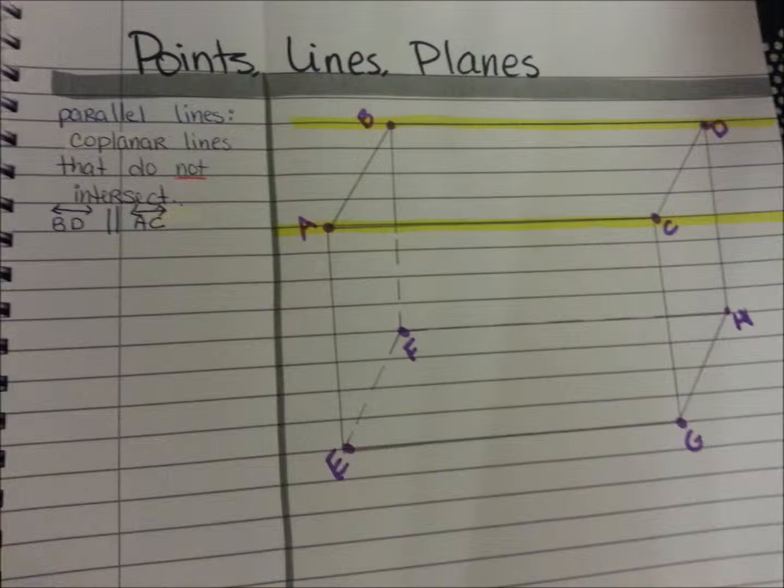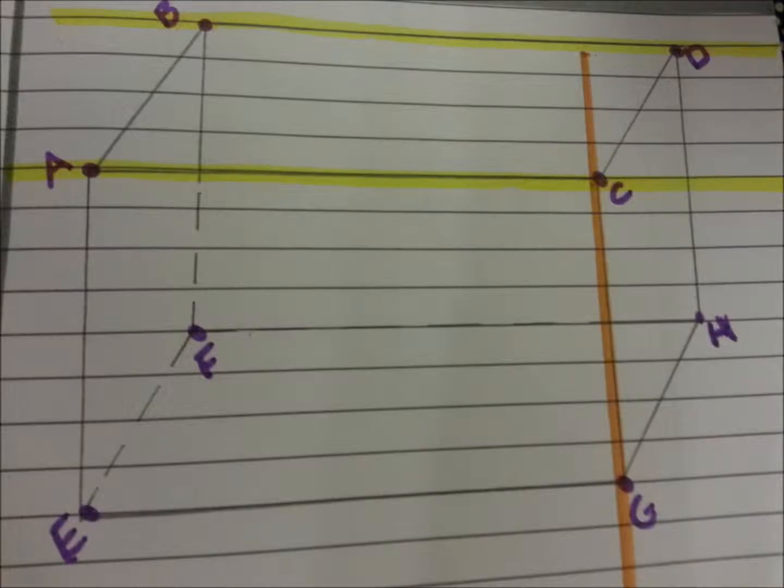But could we have some lines that aren't on the same plane that don't intersect? Well, sure. Let's take a look at that line BD again across the top of this box-looking thing and say line CG. I've highlighted it in purple.